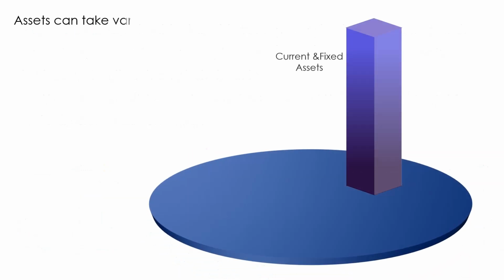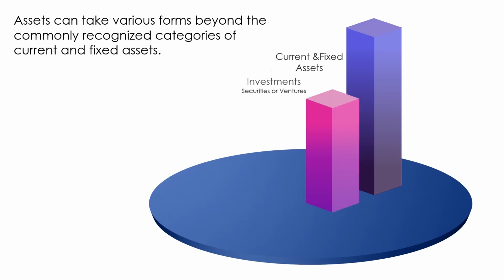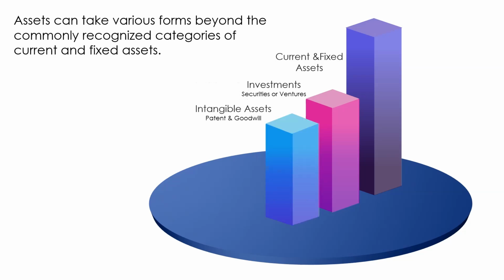Assets can take various forms beyond the commonly recognized categories of current and fixed assets. For example, a separate classification, investments, may be used for substantial sums allocated to securities or ventures. Similarly, intangible assets such as patents or goodwill often warrant their own caption, as do deferred charges in certain instances.